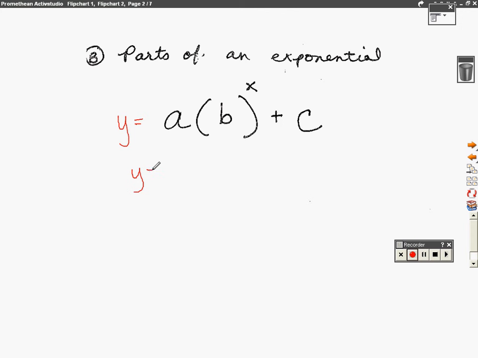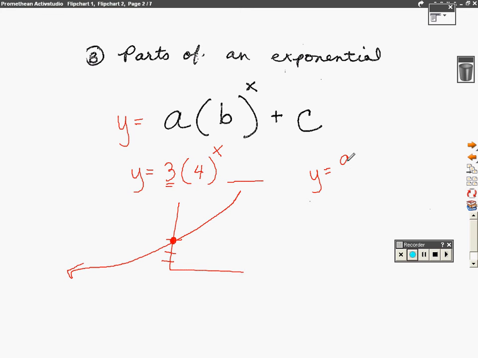So if you had an equation like y equals 3 times 4 to the x power, that would be a graph that crosses the y-axis at 3 and goes up. Because there's no plus c over here, we assume it to be 0. So it's going to go up and be asymptote to 0, meaning it goes forever towards 0 without getting to it.